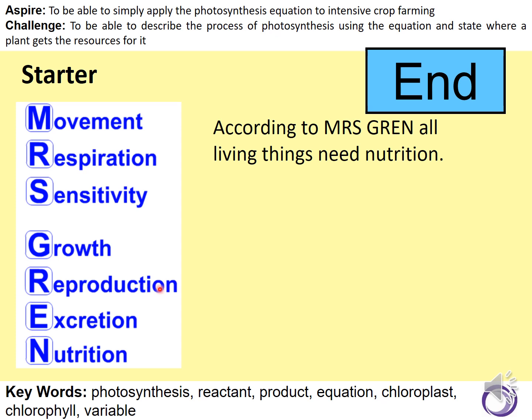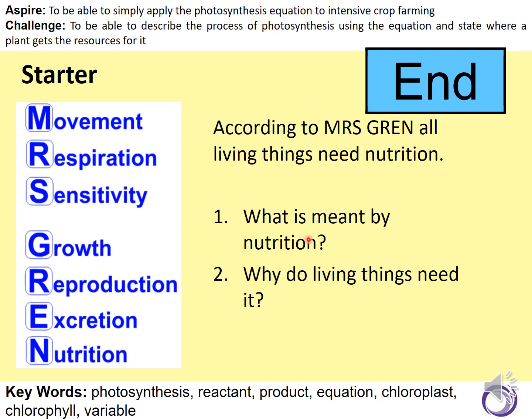Pollination was part of this process with reproduction. Excretion, obviously, if plants gain nutrition, then there will be some output from that particular process of gaining its nutrients, and then nutrition itself. But let's ask a broader question for a second of exactly what is meant by nutrition. Let's add to that. Why do living things need it? And how do plants get nutrition? So we're going to just talk about those for a second before we develop those as we run through.